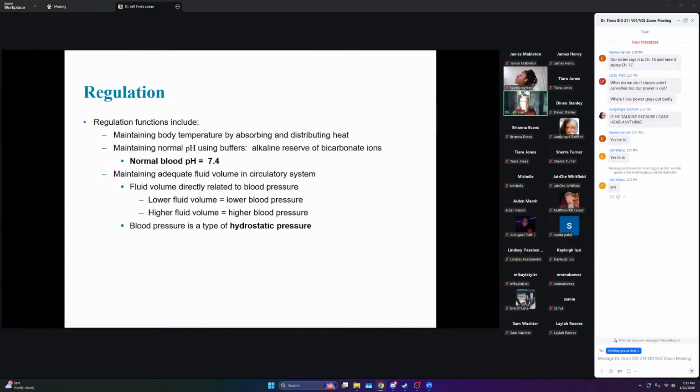But body temperature is another one that's pretty obvious. If it's freezing cold and we walk outside, the capillaries of our extremities near the surface area will constrict.